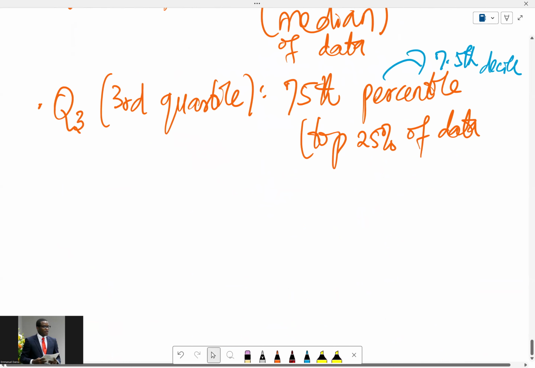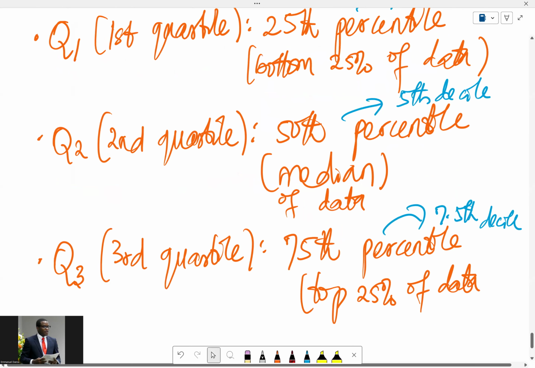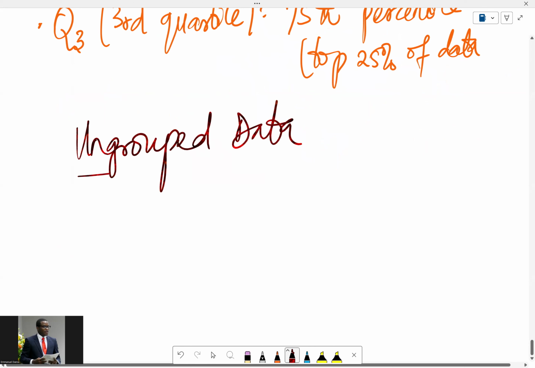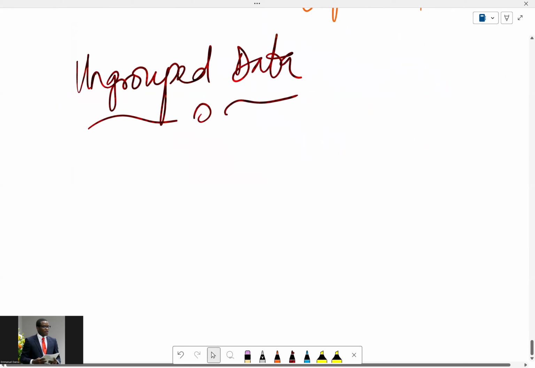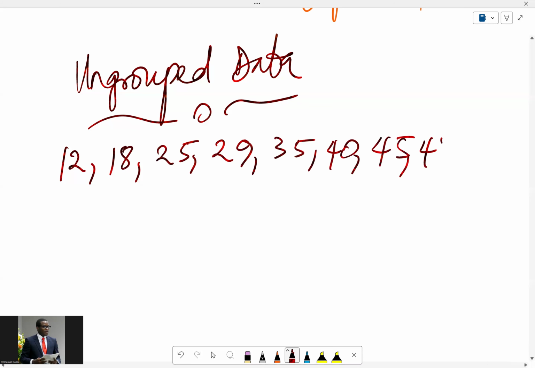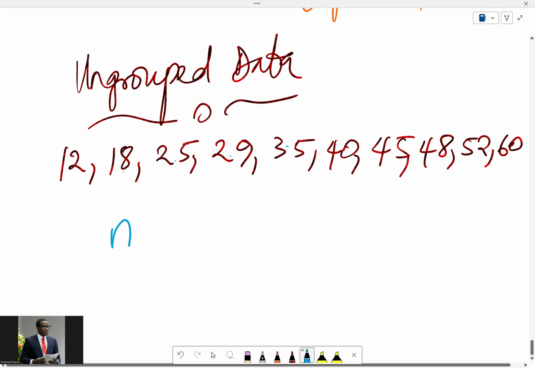All right. With all of this, can we look at how to apply this to both grouped and ungrouped data? Let's talk about ungrouped data first. The approach is pretty much the same, except just understand the context. Here, imagine you have 12, 18, 25, 29, 35, 40, 45, 48, 52, and 60. So N is 10.